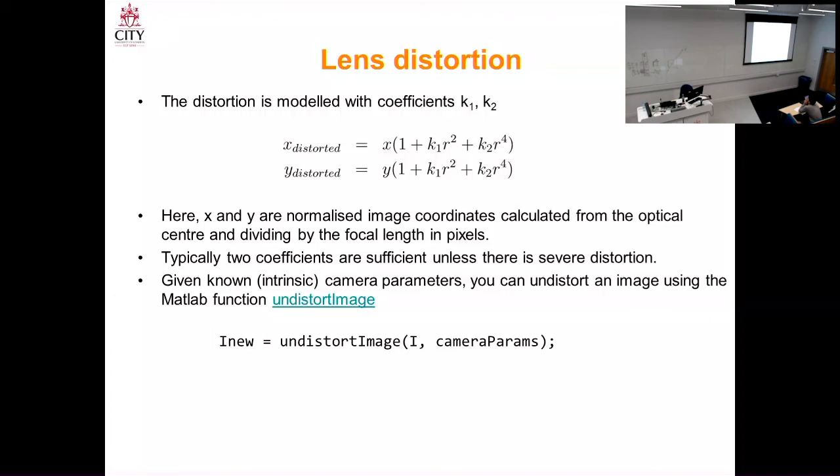So you can model this with two radial lens distortion coefficients, and if you have an image that's distorted, in MATLAB you can call undistortImage, and you pass in these camera parameters which have these coefficients built in, and it will undistort your image for you. If you look at the image before and after you call this, what you'll see is a warping of the image, especially towards the extremities.